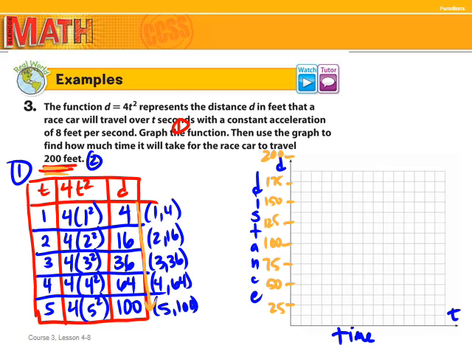Let's make this 1, 2, 3, 4, 5, 6, 7, 8. 1, 4 is going to be pretty low down here. 2, 16, a little bit higher. 3, 36, and we'll put it about there. 4, 64, about there. 5, 100, right at that point. And I'm going to graph this. I'm going to start at the origin.